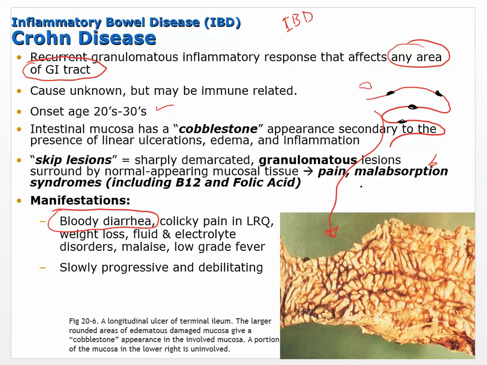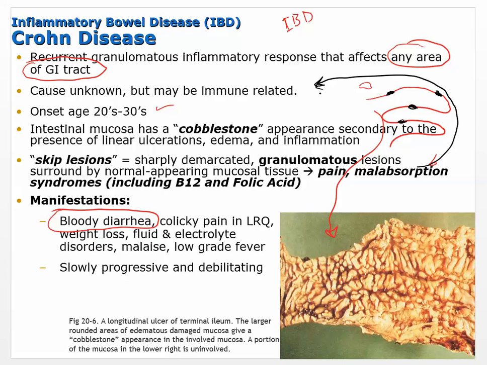So malabsorption syndromes can happen. So remember, this is related back to it possibly having an effect. It can have an effect on the large intestine, but it can possibly affect the small intestine, which ulcerative colitis really doesn't. So malabsorption is kind of something that makes sense.